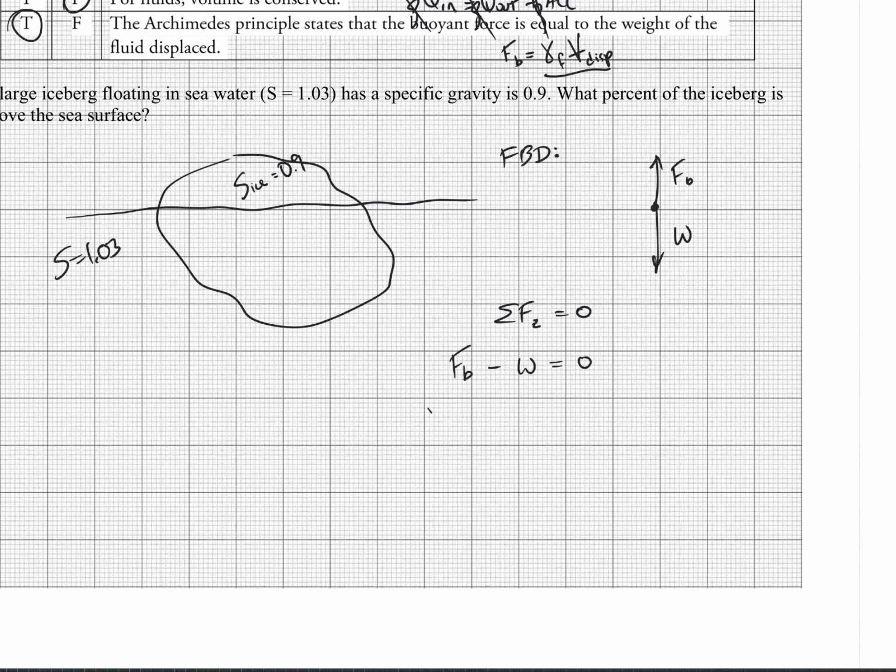The force of buoyancy is gamma of the fluid times the volume displaced, minus the weight, which is gamma of the object. In this case that's ice, right? So maybe we should just put gamma of the ice times the volume of the ice equals 0. All right, so now we're getting somewhere.